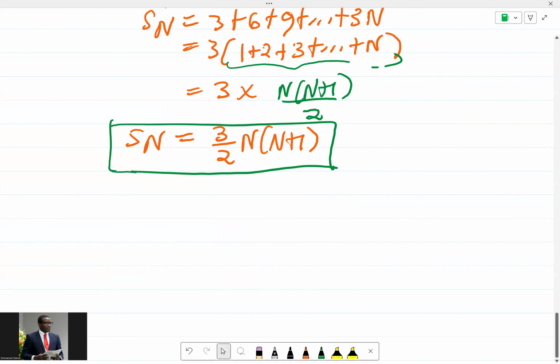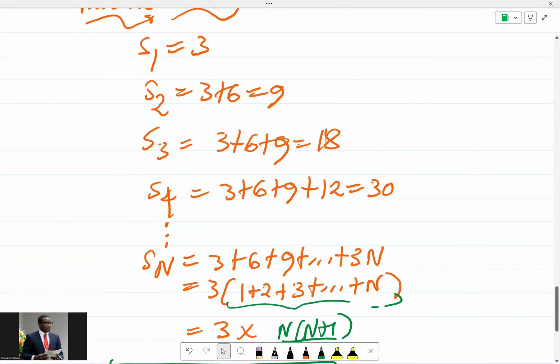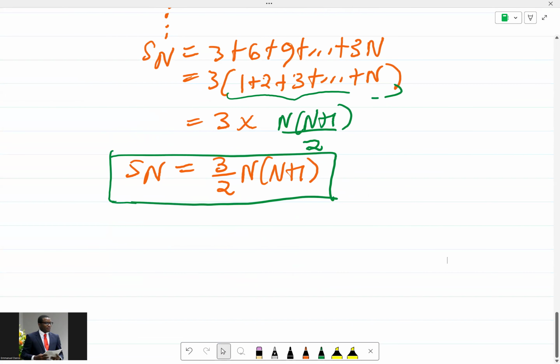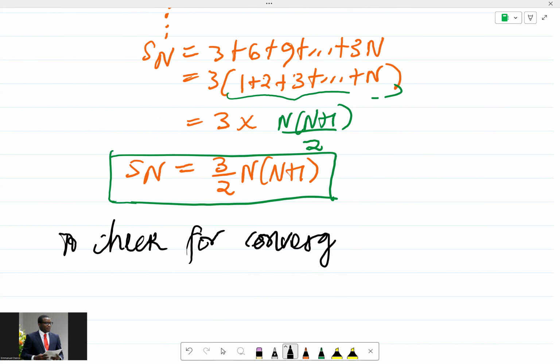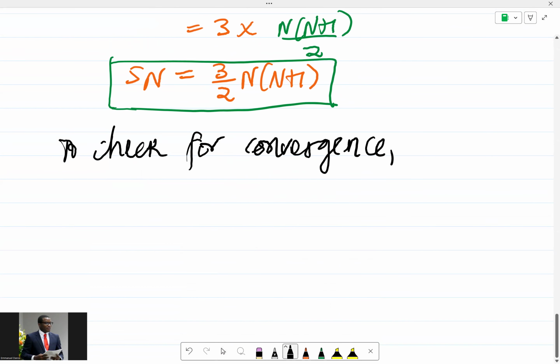So from this expression, right, does this series converge? That's the question we are asking. Does it converge or diverge? So to check for convergence, so to speak, what we now need to do is this. We're just looking for the limit of Sn as n goes to infinity.